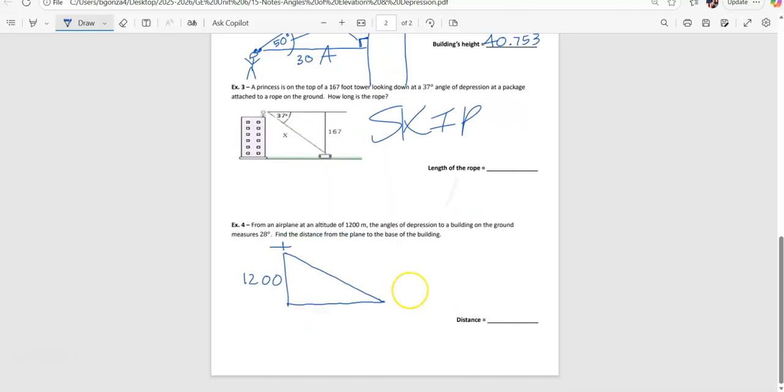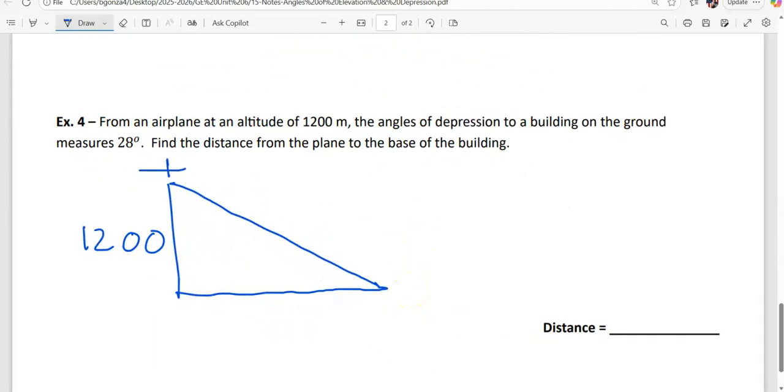Let's zoom in on 4. So the angle of depression. Now here's the dealio. When you're in this plane, where's the angle of depression? Do you think it's right here or right here? If you put it on the inside of this triangle, that's not it. Angle of depression is 28 degrees right here. That is angle of depression.